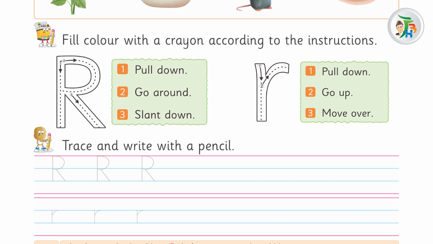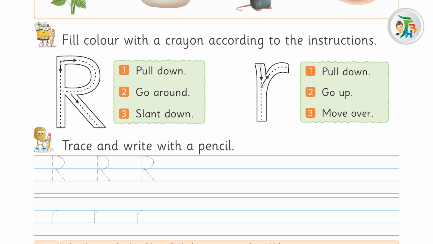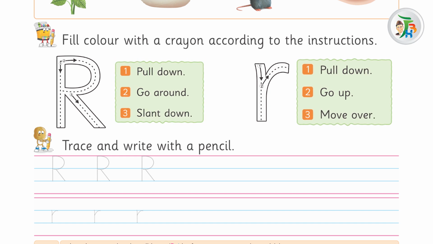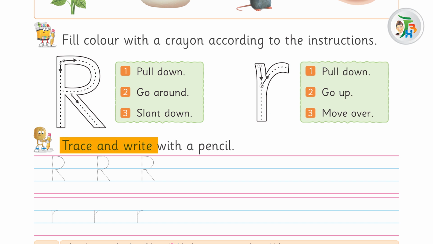The formation of capital R is pull down, go around, slant down. This is how we write capital letter R. And for the small letter r, pull down, go up, move over. This is how we write a small letter R. The next is trace and write with a pencil.